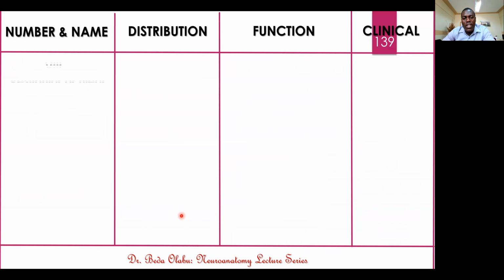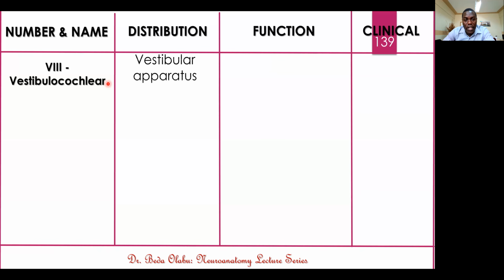The 8th cranial nerve is called the vestibulocochlear nerve. Vestibulocochlear nerve enters, or rather leaves, the cranial cavity through the internal auditory meatus, just like the facial nerve. This nerve has two divisions, the vestibular division and the cochlear division.